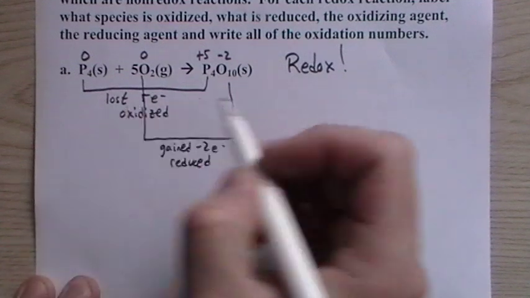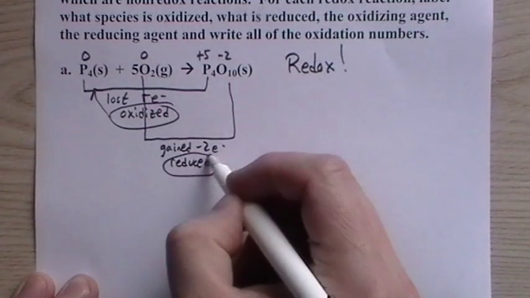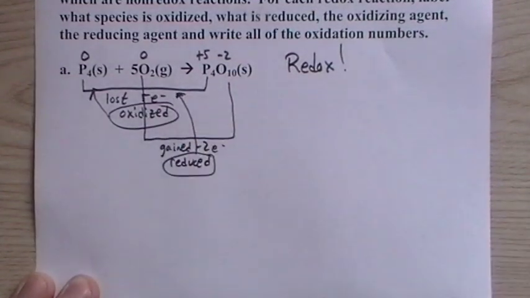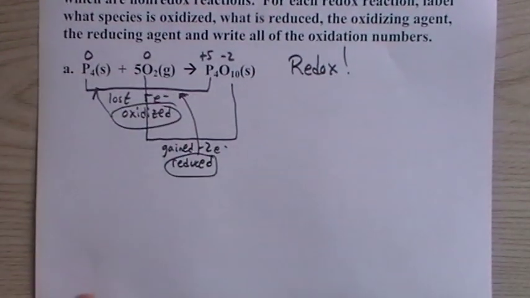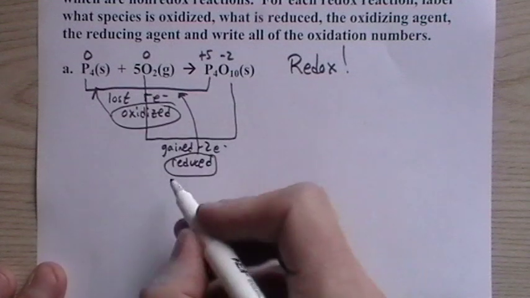Now, the oxidizing agent. So the phosphorus was oxidized. The oxygen was reduced. And the oxidizing agent is the thing that oxidized. Since phosphorus was oxidized, then oxygen must have been the oxidizing agent.